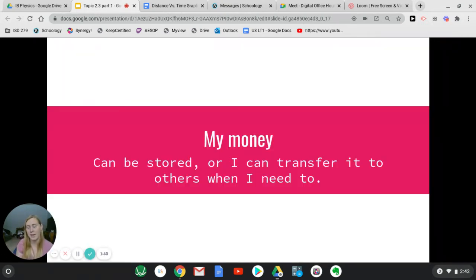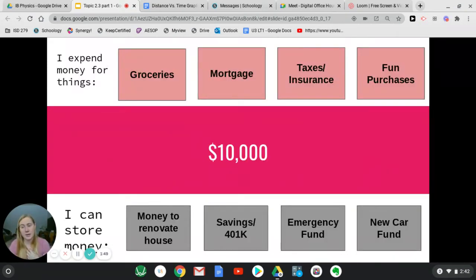So if I think about my money, I could either store it for later use, or I could transfer it to other people or other companies when I need to. For example, say I had $10,000. I know I have to spend money on things like groceries, the mortgage, taxes, insurance for cars and houses. And I can also spend it on fun stuff. But for the most part, I should be storing a lot of this money for things like renovating a house, or savings for when I can't work anymore, so the 401k. I want an emergency fund in case I got into an accident or had a health scare. And maybe for something fun that I'm saving up for, like a new car.